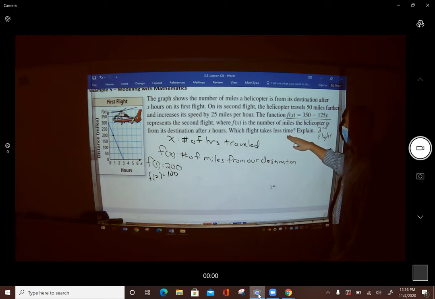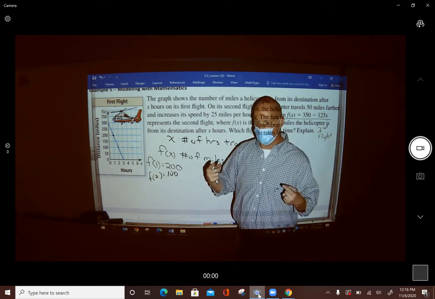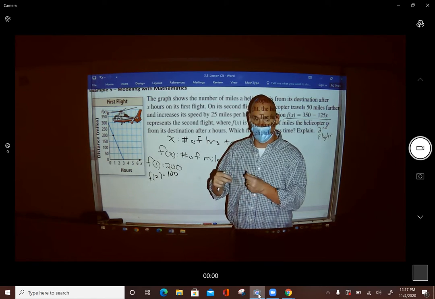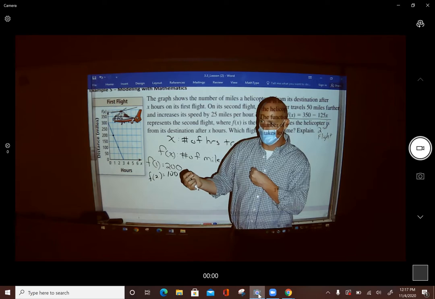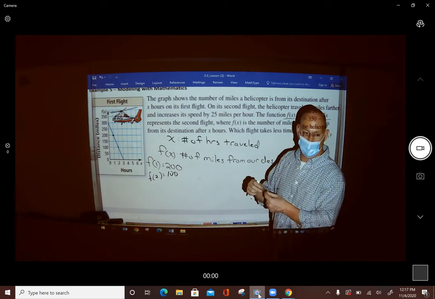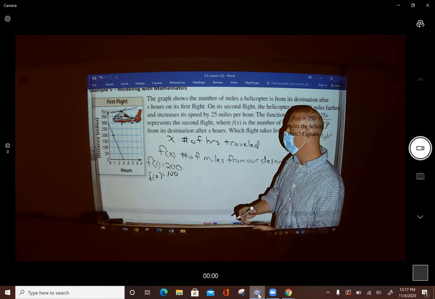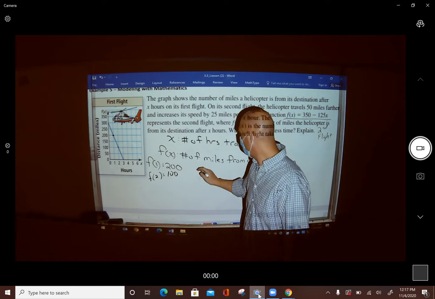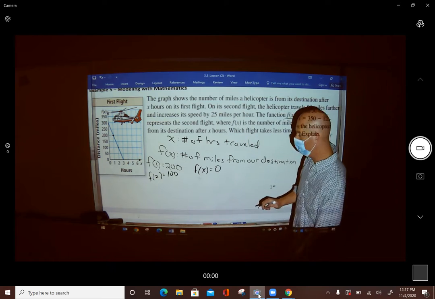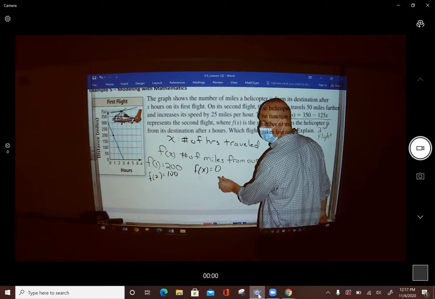We want to know which flight takes less time. So there's a trick question you have to think about here. How many miles away from my destination am I when I reach my destination? It's kind of tricky, but it's 0. You're 0 miles from your destination when you reach your destination. So what I want to find is when f of x equals 0. This means when the distance from my destination is 0.